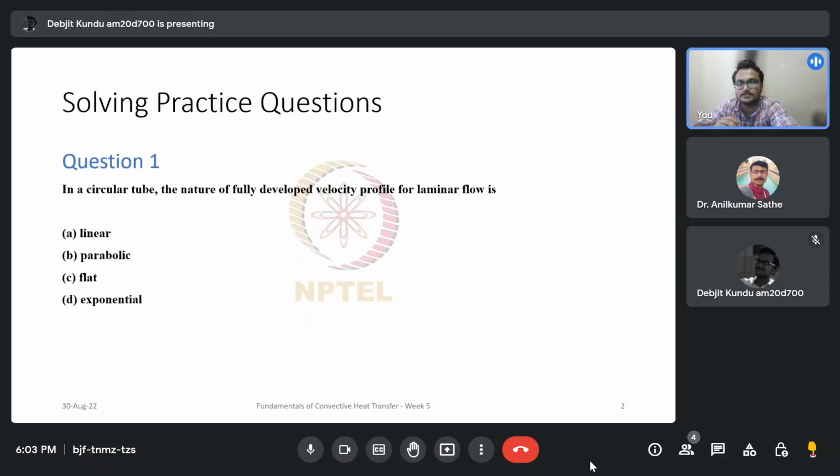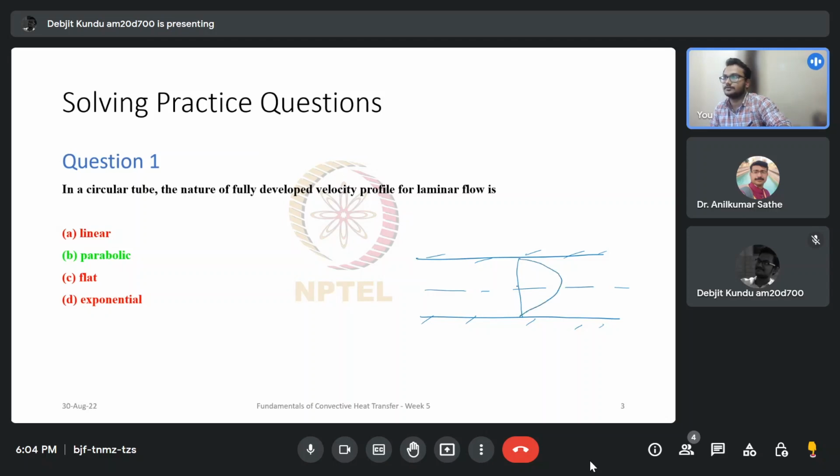Question number 1 says that in a circular tube, the nature of fully developed velocity profile for laminar flow is what? Is it option A linear, option B parabolic, option C flat, or option D exponential? Parabolic, sir. Parabolic, correct. So it's a simple problem. Let me draw the profile. If I have a circular tube like this, this being the axis, in the fully developed region, the velocity profile would be something like this.